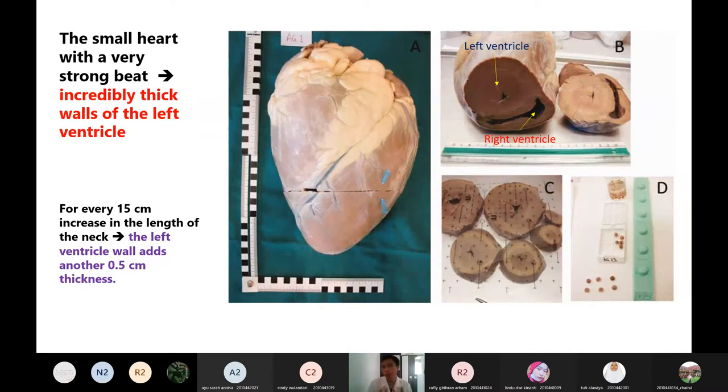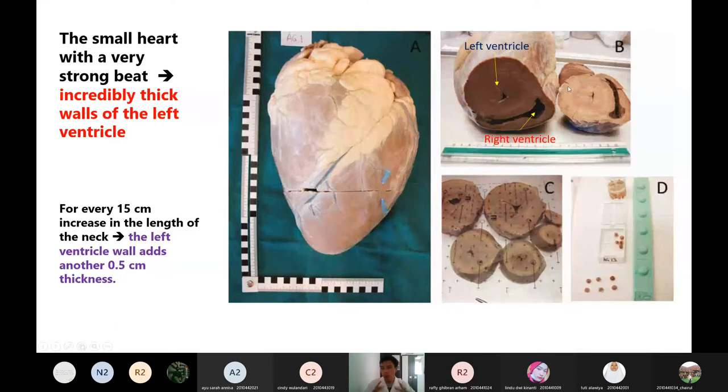very strongly in order to support the blood flow into the brain, like for 2.5 meters at a time. And when they checked this giraffe heart, and operated on it, they found, as you see here, a particular modification: incredibly thick walls of the left ventricle. So these are the blood chambers, and these are also blood chambers, but the left ventricle of the heart is really, really thick compared to the right ventricle.